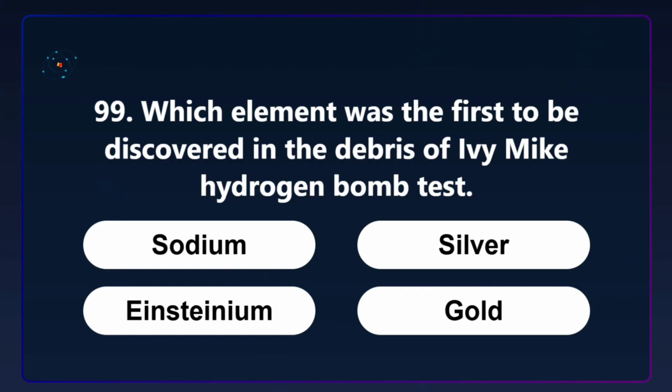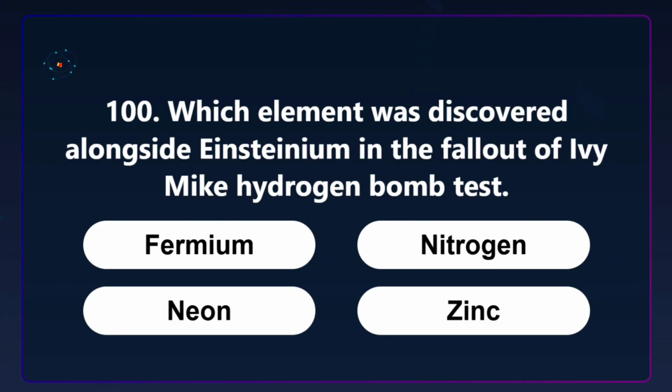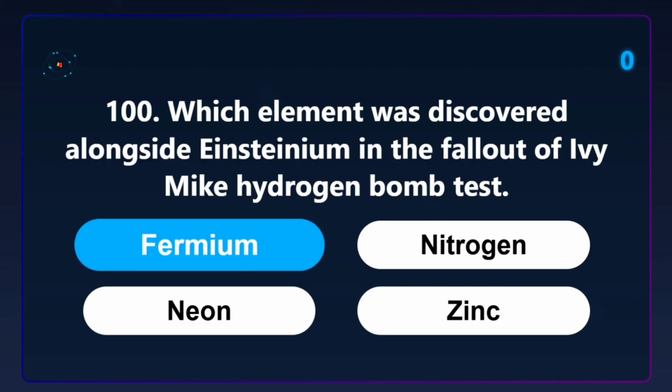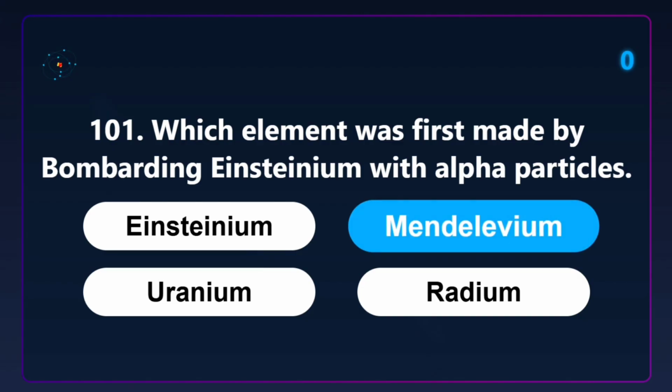Question 99. Which element was the first to be discovered in the debris of the Ivy Mike hydrogen bomb test? The answer is einsteinium. Question 100. Which element was discovered alongside einsteinium in the fallout of the Ivy Mike hydrogen bomb test? The answer is fermium. Question 101. Which element was first made by bombarding einsteinium with alpha particles? The answer is mendelevium.